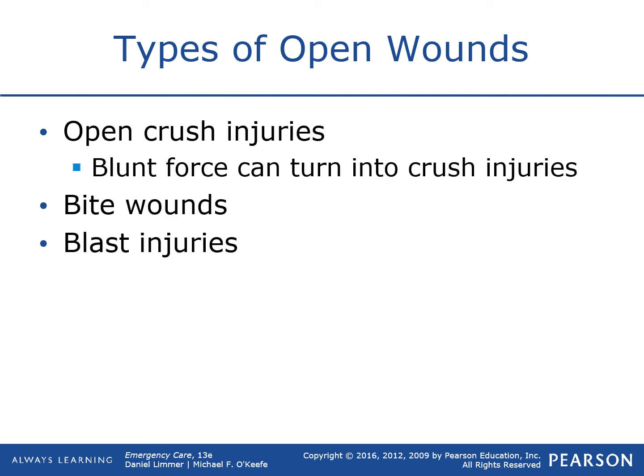You also have open crush injuries. So that's where we have so much brute force that it splits our skin open. That's usually significant tissue damage. You can have bite wounds, which the big danger that goes with bite wounds is bacteria, because usually bite wounds have saliva associated with it, and saliva has a lot of bacteria in it. And then blast injuries, as I said earlier, can turn into open wounds, usually with shrapnel.